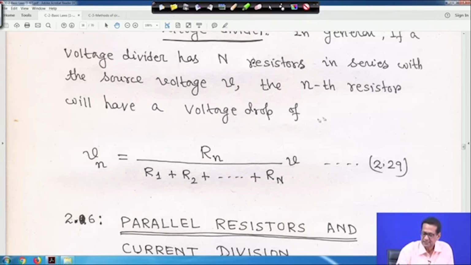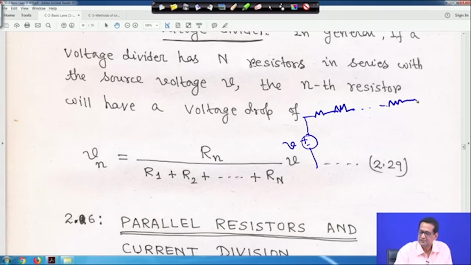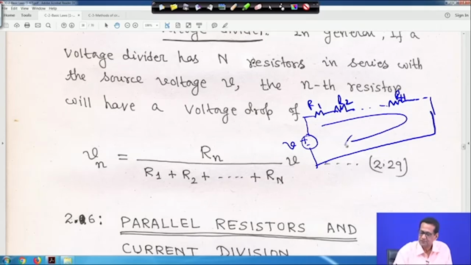Suppose you have a circuit like this, and suppose this is your voltage source, so this is your V. Suppose you have a resistance R1, a resistance R2, and up to a resistance Rn. This is R1, this is R2, and up to Rn, the circuit is closed, and suppose the current flowing through it is I. So I is equal to V upon R1 plus R2 plus up to Rn.